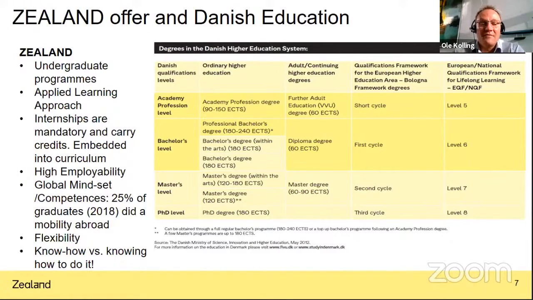Our programs also have a relatively high flexibility. If you refer to the figure, there you see this is the qualification network. And as you can see, we offer academy profession degrees and all the way to a professional bachelor's. So short cycle programs, and also on top of that, first cycle. So for a master degree, you would then transfer to a research university.